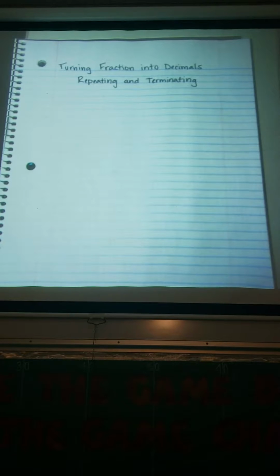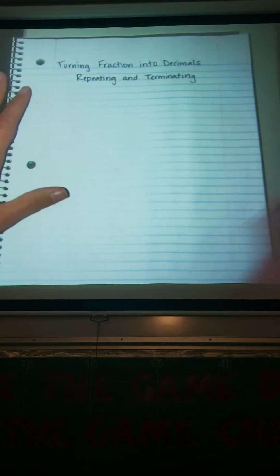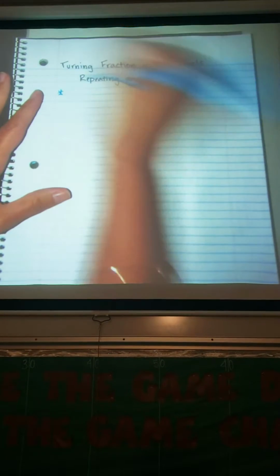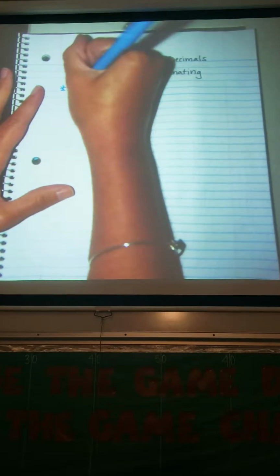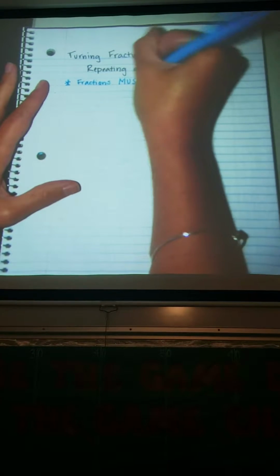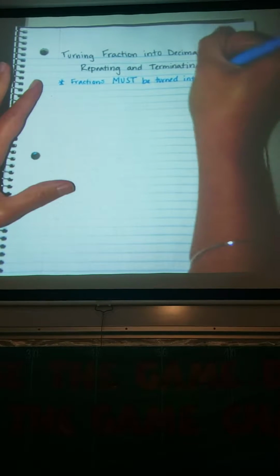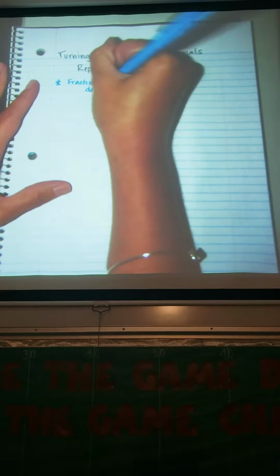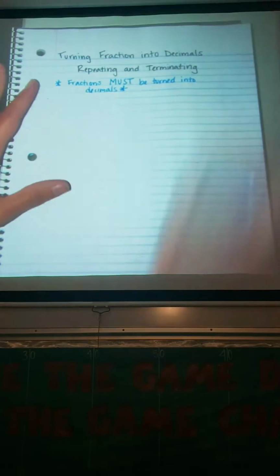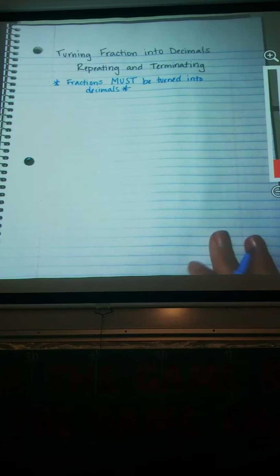Okay? So for our purposes in 7th grade math, all fractions are going to be turned into decimals. If you see a fraction, you're going to convert it to a decimal. So we're just going to write that down. Fractions must be turned into decimals. Okay, very important. Fractions must be turned into decimals. There we go. Sorry, it was a little blurry.